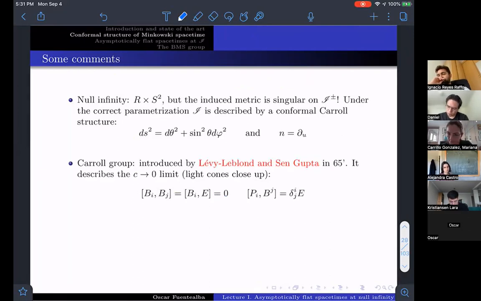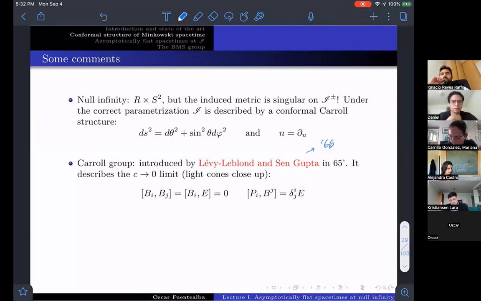Well, this is something that started more or less at the same time as BMS, but they didn't realize this connection. The Carroll group was discovered in 1965 by Lévy-Leblond, and also by Sen Gupta in 1966, and it describes the limit where the speed of light vanishes, which in this case means that the light cone closes up.